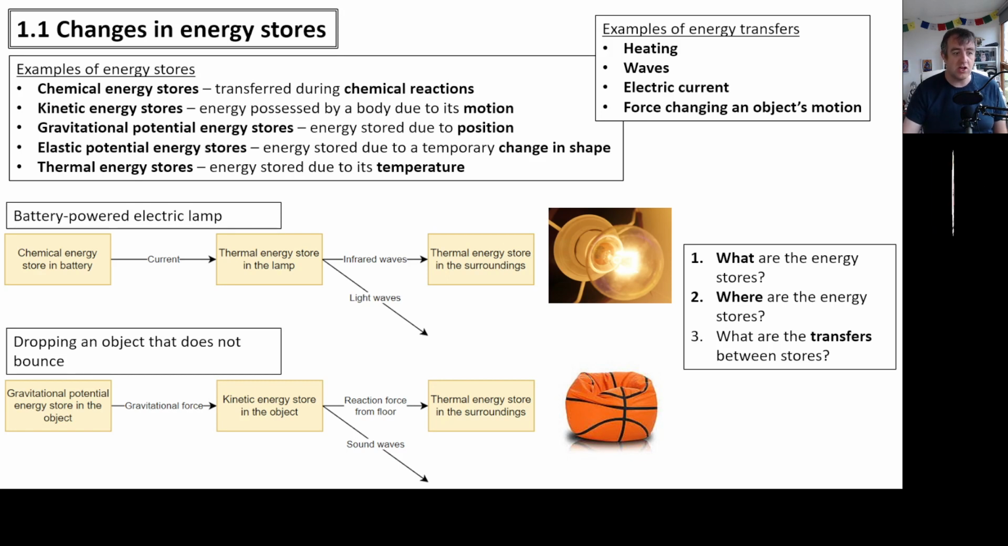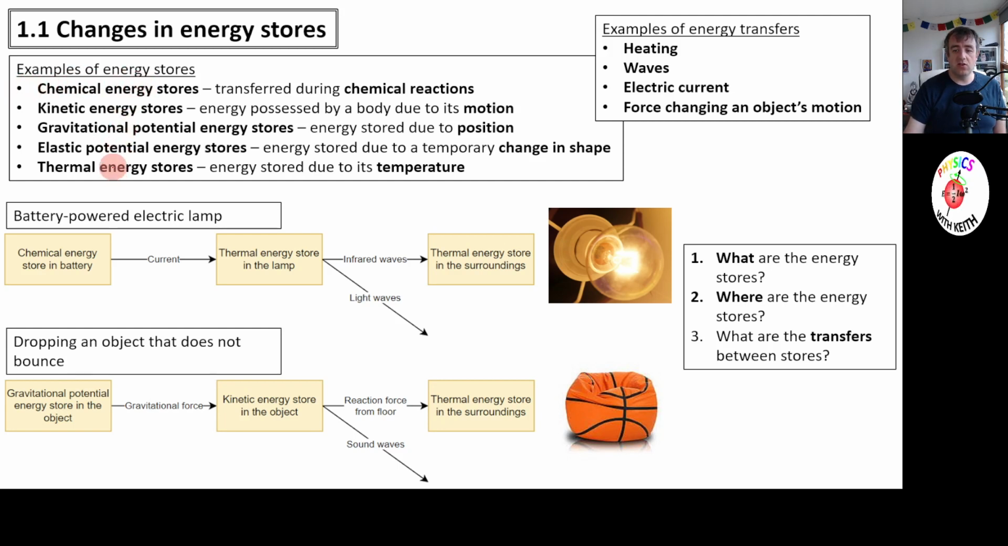Nowadays, we talk about energy transfers into and out of various energy stores, and sometimes this is called the pathway model. I prefer to call it the energy transfer model. So what does that look like? Well, this is taken from the specification for the GCSE, so there may be small differences if you do a different board, but it looks like this.